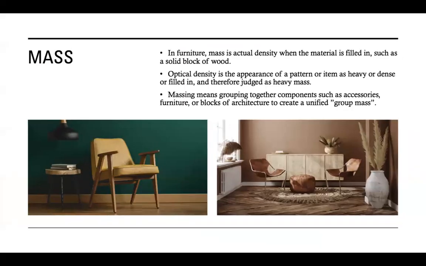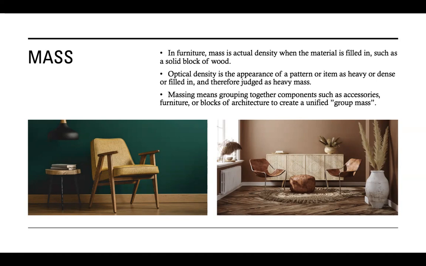So with mass, the heavier or more solid mass will make furniture pieces look larger than furniture with the same overall dimensions, but with empty areas instead of solid areas. Examples of solid or heavy mass include sofas, chairs and ottomans, end tables, nightstands, dining room tables, and bookcases. Of course, all of these don't necessarily all stay heavy.